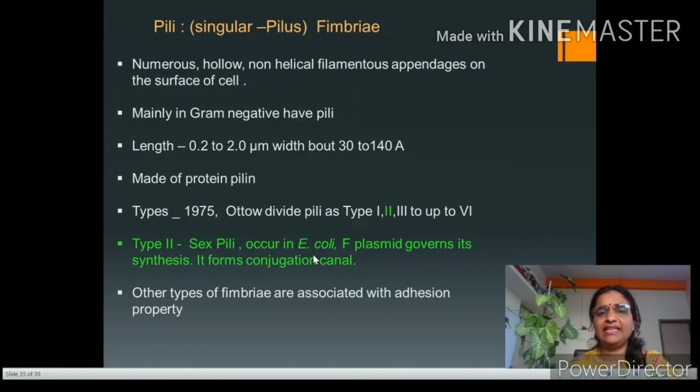The presence of this pili on the surface is governed by the F plasmid. Those bacteria which have the F plasmid produce F pili on their surface, and when F pili are there, the cells are called male cells in the process of conjugation. Conjugation is the process of gene transfer. In that, one cell is the male cell, another cell is the female cell. The maleness of the cell is due to the presence of this type 2 pili, and this type 2 pili performs the formation of the conjugation canal. So that is the function of type 2 pili.